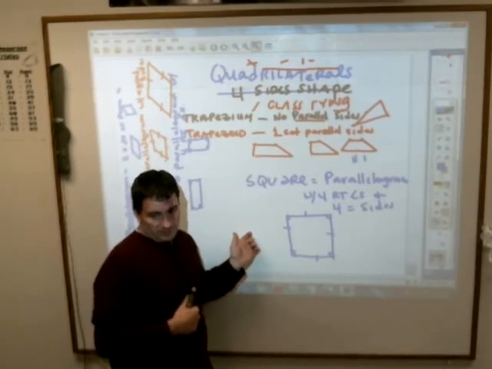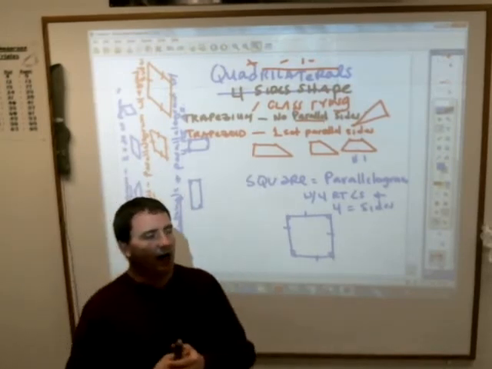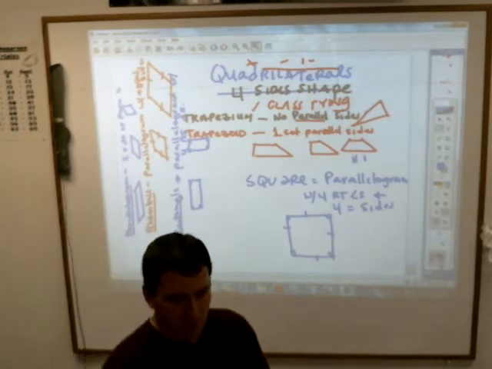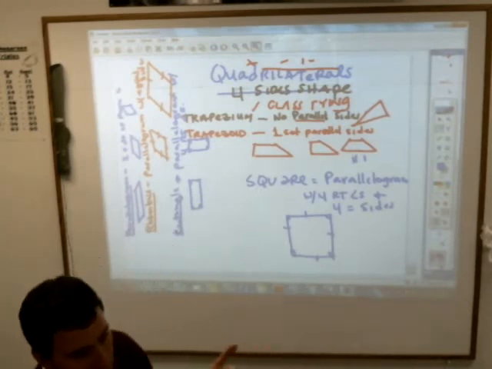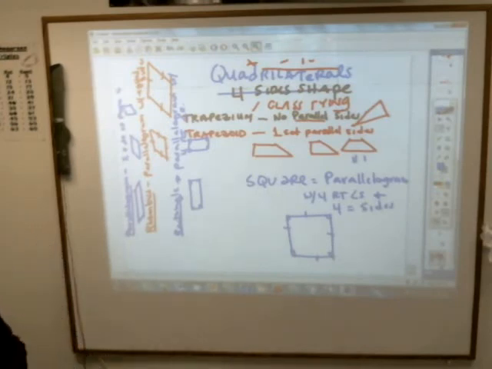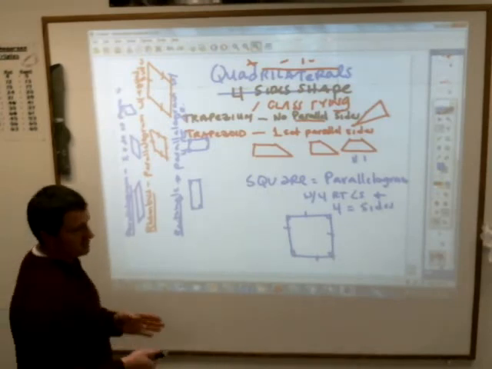Okay? Same thing as this. All rhombuses are parallelograms, right? By definition, because they have to have 2 sets of parallel lines. But not all parallelograms are rhombuses. And you just have to sit down there and think about that for a second, too.